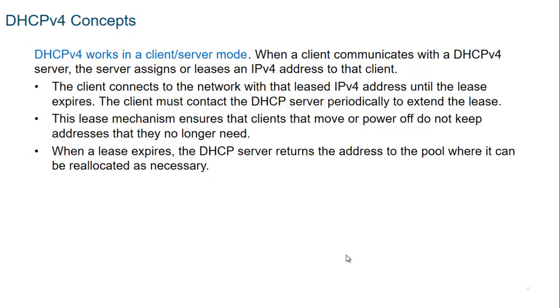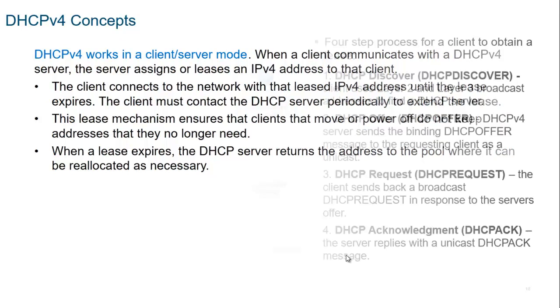DHCP works in client-server mode. When a client communicates with the DHCP version 4 server, the server assigns or leases an IP version 4 address to the client. The client connects to the network with that leased IP version 4 address until the lease expires. The client must contact the DHCP server periodically to extend the lease. This lease mechanism ensures that clients that move or power off do not keep addresses that they no longer need. When a lease expires, the DHCP server returns the address to the pool where it can be reallocated as necessary.